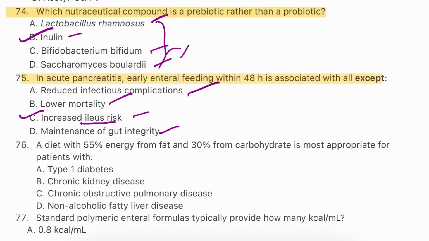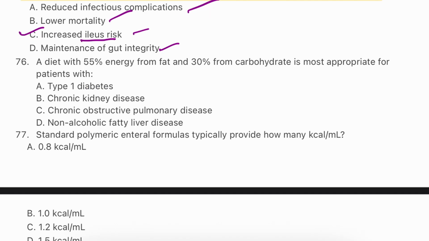Ileus is temporary intestinal paralysis, lack of motility, often post-surgery or due to metabolic disturbance. Risk factors include abdominal surgeries, electrolyte imbalance, opioid use, inflammation, etc. Question number 76.